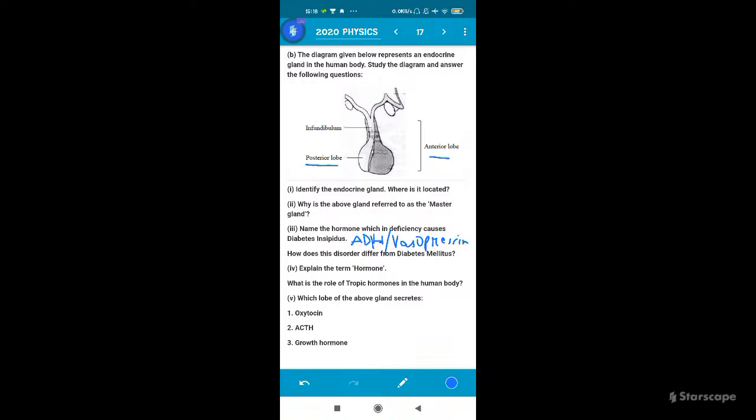It will be full of water. Excessive water loss will occur from the body. So this is the basic difference between these two types of diabetes.